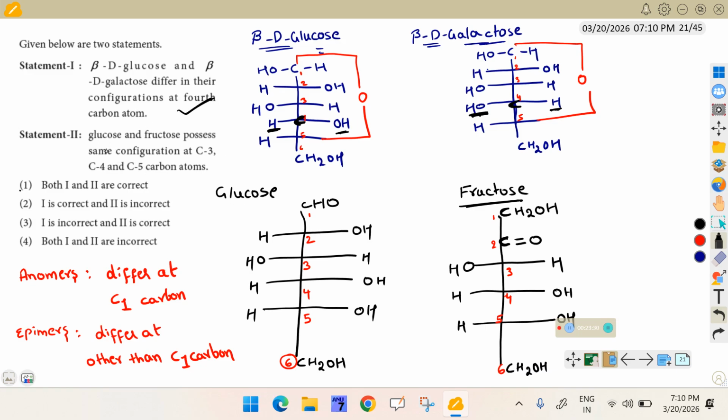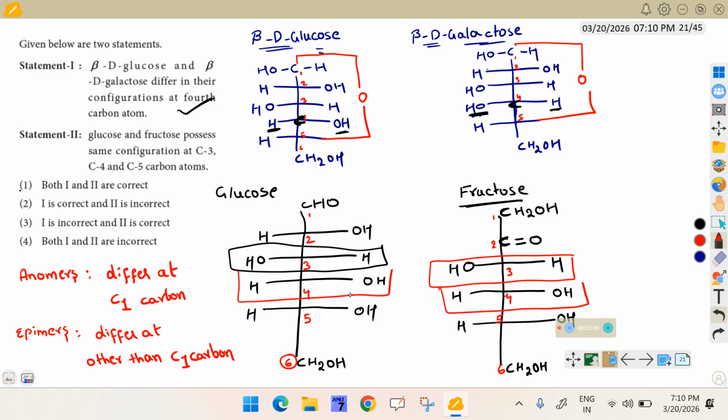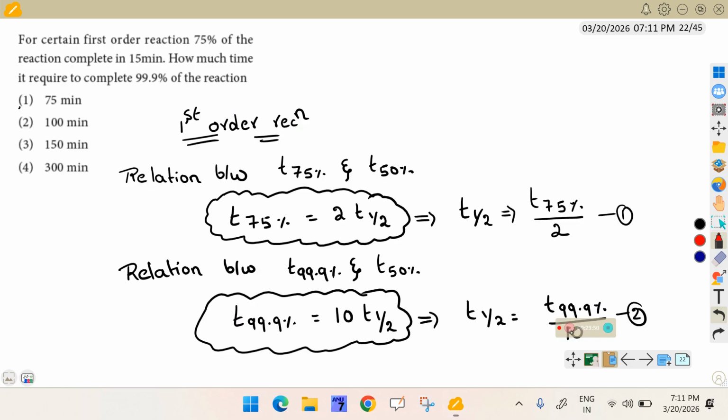Statement 2. Glucose and fructose possess the same configuration at C3. At C3, yes, left side OH group, right side hydrogen. C4 is also the same. Even C5 is also the same. So the correct answer is: statements 1 and 2 are correct.